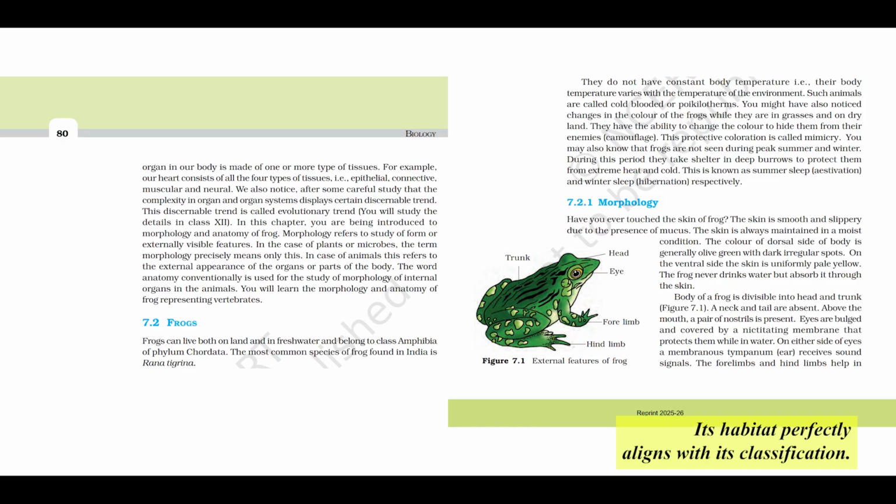Its habitat perfectly aligns with its classification. Frogs are quintessential amphibians. They're comfortable in aquatic environments like ponds, streams, swamps, but equally capable of thriving on moist land, especially during rainy seasons.